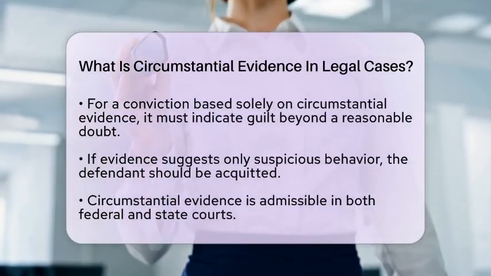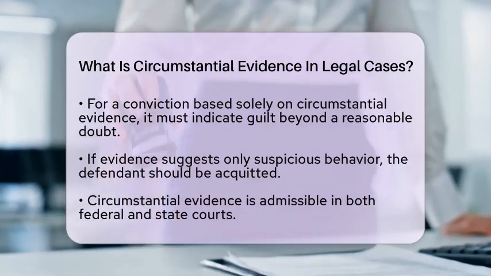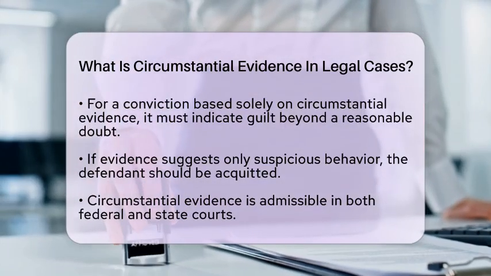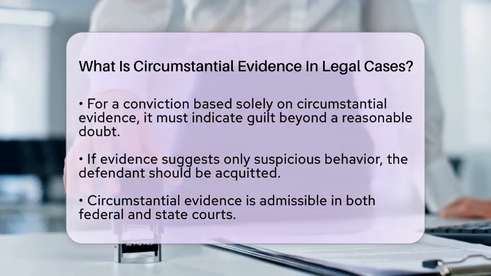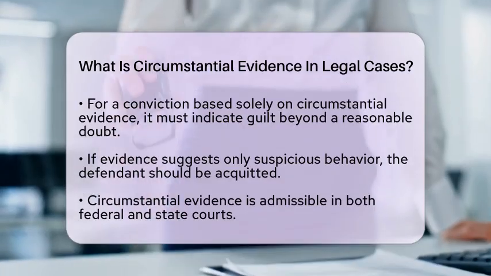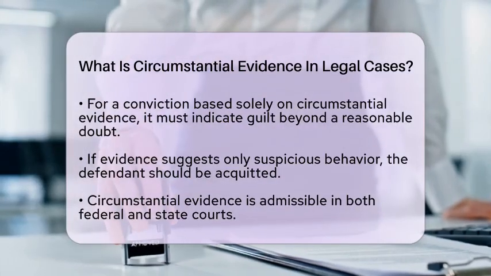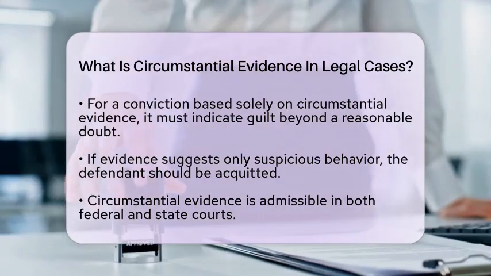Circumstantial evidence is treated as valid and admissible in both federal and state courts. It can be sufficient to convict someone even without direct evidence. However, because it relies on inference, courts often provide specific jury instructions. These instructions emphasize that all circumstances must be consistent and collectively point conclusively to guilt.